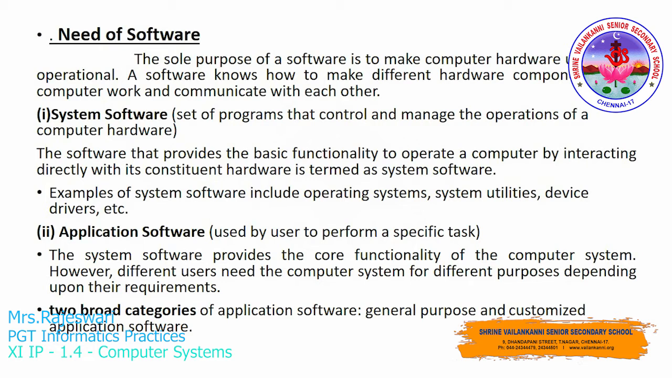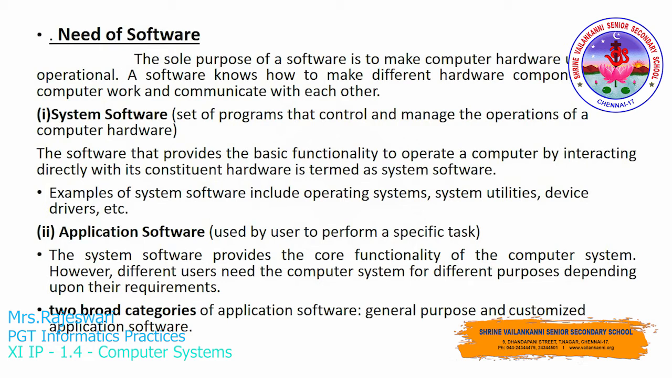Then application software. Application software is used by the user to perform a specific task. For example, Excel, Word document, and PowerPoint presentation. All these things are nothing but application software. Even the games which you play, everything is considered as application software, because you are performing a specific task with that, right? So it is allowing the user to perform a task. That's why it is called application software.